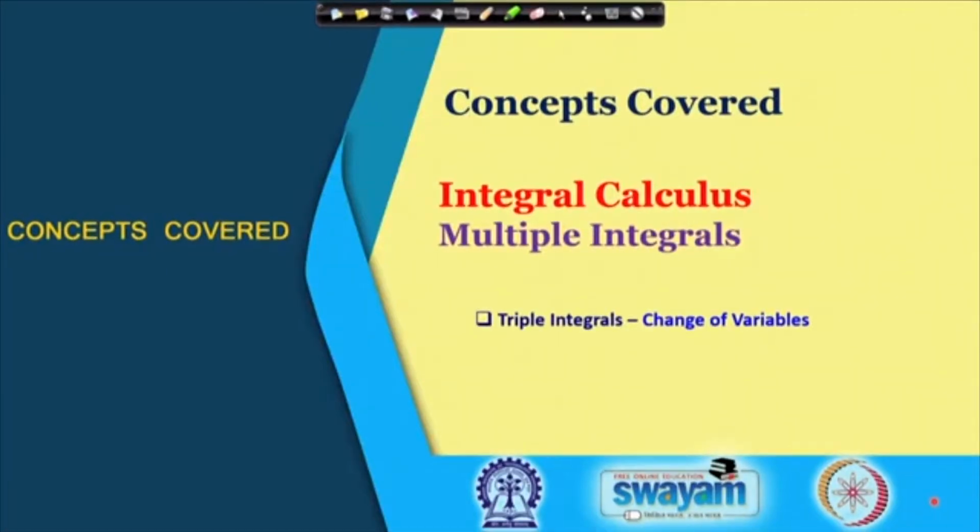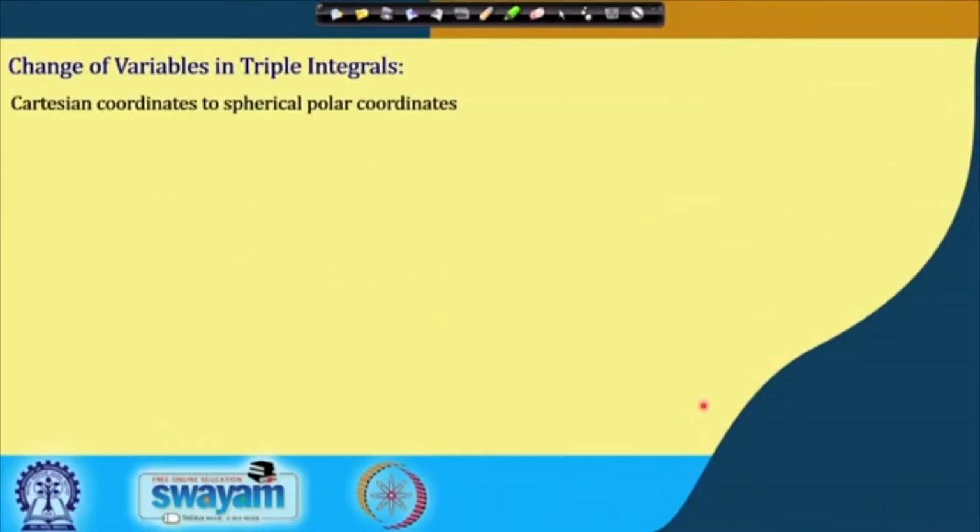So, welcome back, and this is lecture number 35. Today we will continue again with triple integral, and we will look for the change of variables in case of triple integral. So, first we will go through the example where we change from Cartesian to spherical polar coordinates. So, a very important change of coordinates.